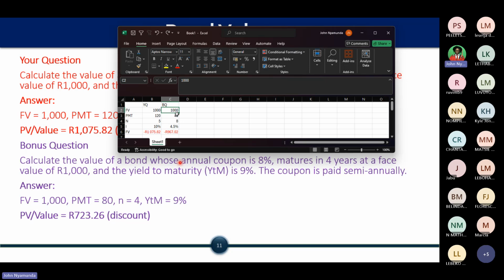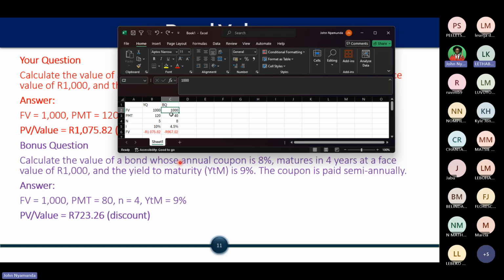Okay, Letabo, your hand is up. Yes, sir. I have the same problem as well. I was trying to enter the amounts again and clear the calculator, but I don't know what's wrong with the calculator. Should I start with FV or PMT? I don't know which one I should start with.